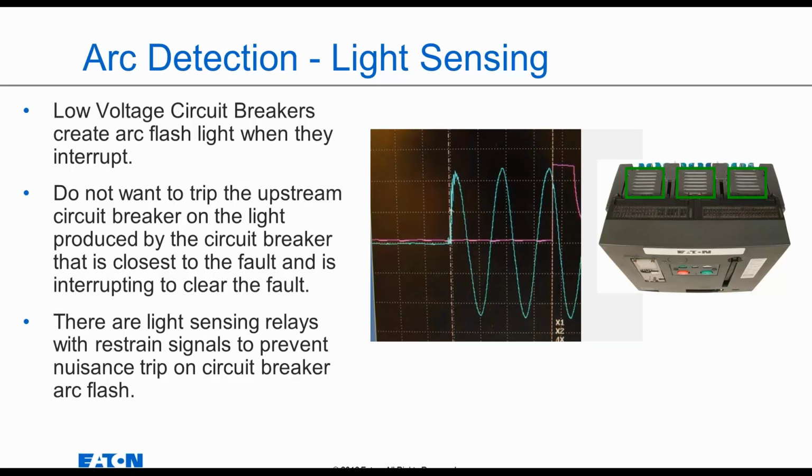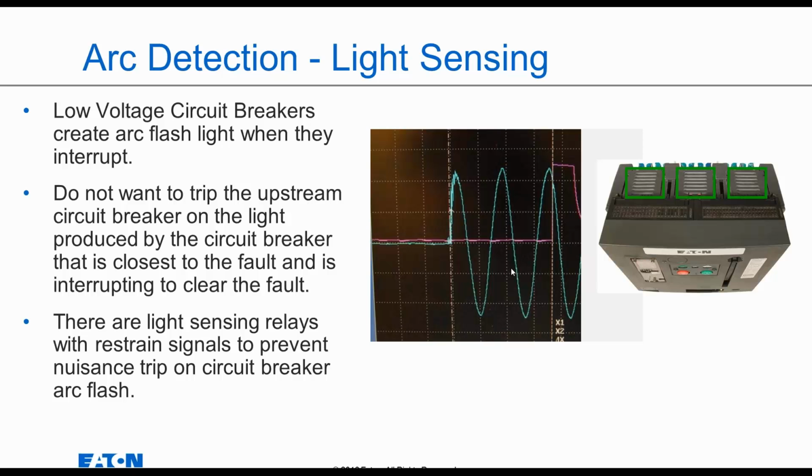So if you do not want to trip the upstream breaker on the light produced by a circuit breaker that is closest to the fault and interrupting to clear the fault. And so here's a condition. This green light, if you can see it, is a trace of the fault current. And the pink line is light detected by the light relay. So a fault occurs at this point, the fault current goes up, and guess what?